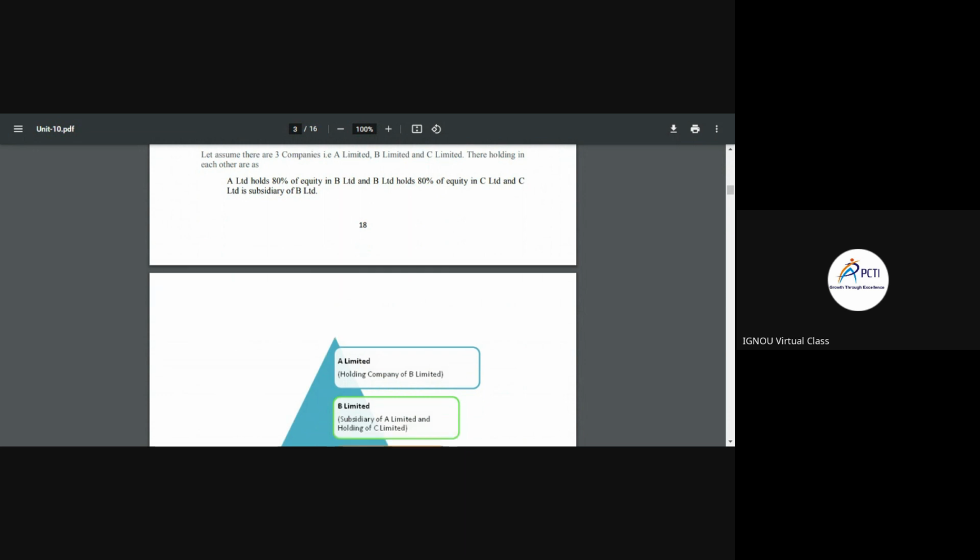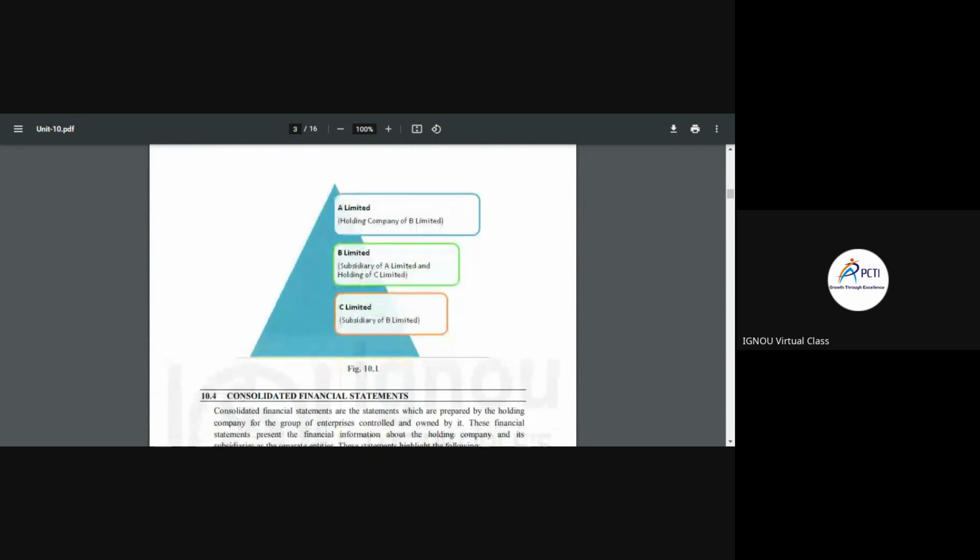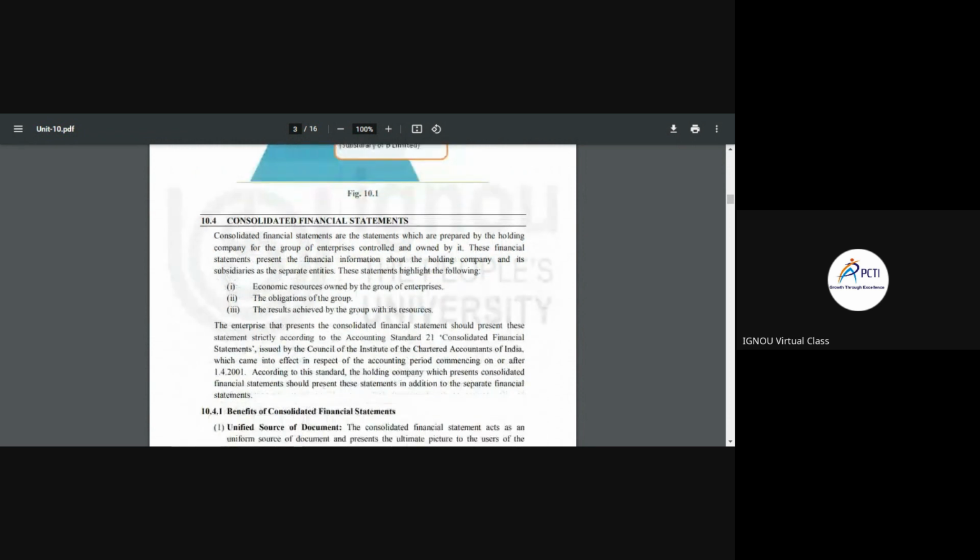So, like this, we have a graphical representation: A Limited, this particular thing, is the holding company of B Limited. B Limited is a subsidiary of A Limited and holding of C Limited, and in the case of C Limited, subsidiary of B Limited. So next one is how we can have the consolidated financial statements.